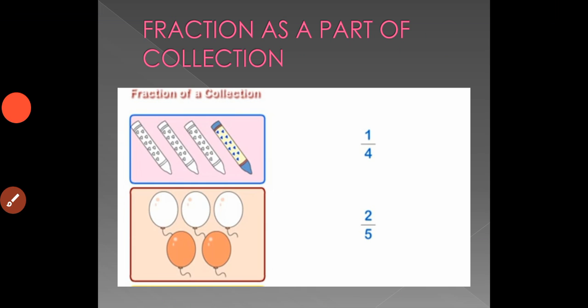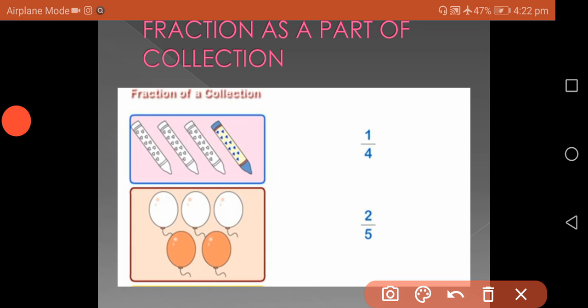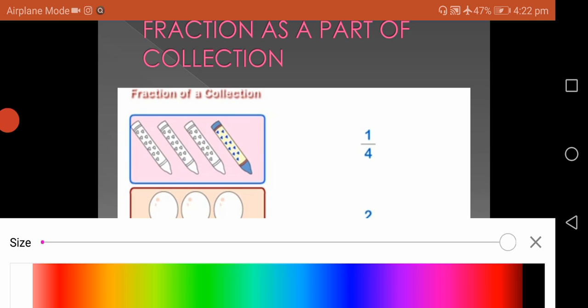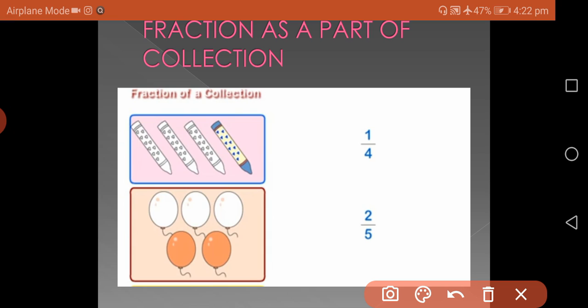Now, moving forward, here we are talking about fraction as a part of a collection. We have read fraction as a part of whole. Now we are going to read fraction as a part of collection. We always collect similar things, right? So here you can see a collection of pencils, a collection of balloons. We have to tell the fraction of a collection now.